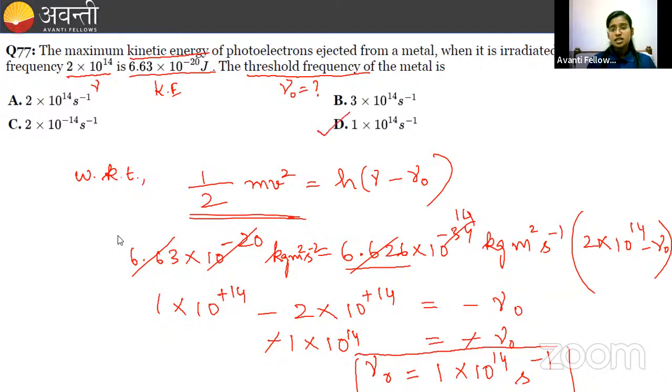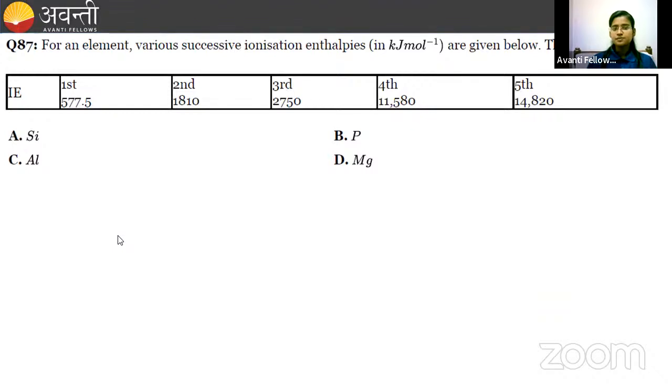So option D is the correct answer for this question. Now moving on to question number 87. For an element, various successive ionization enthalpies in kilojoule per mole are given below.